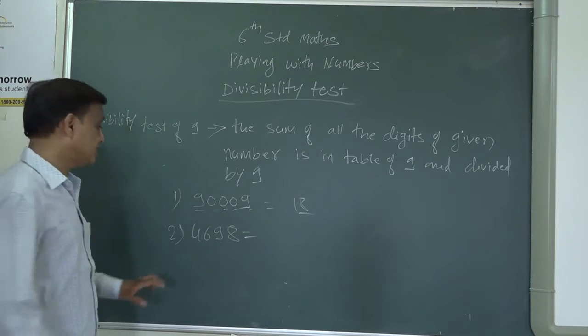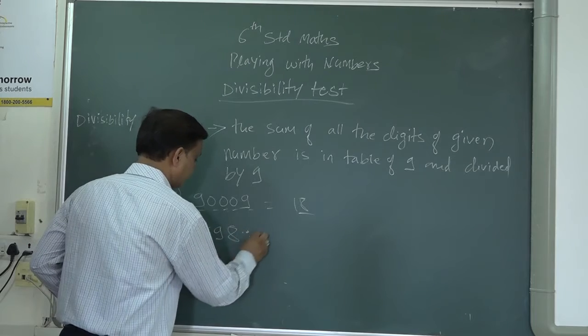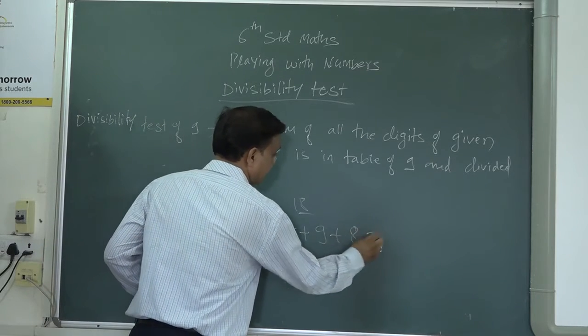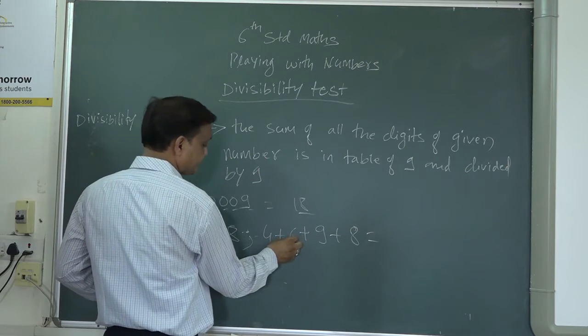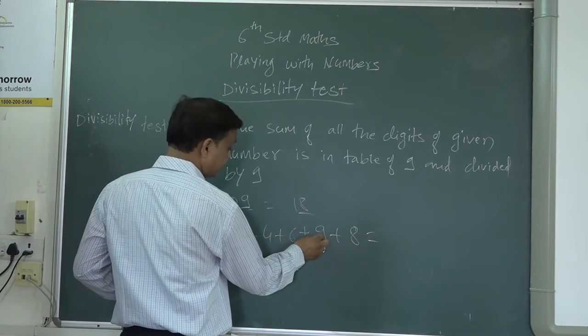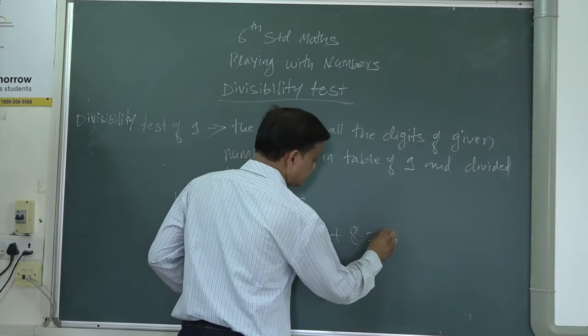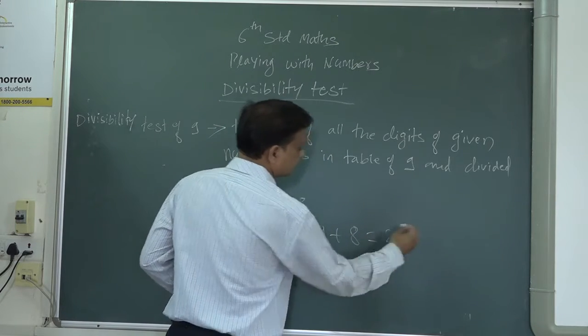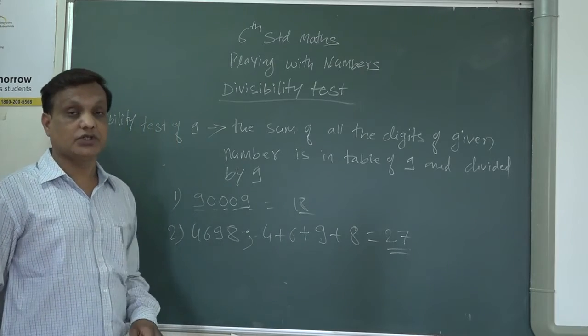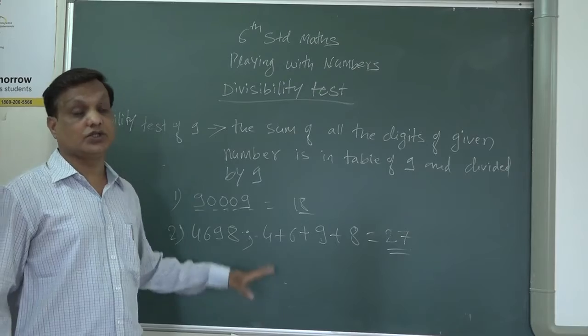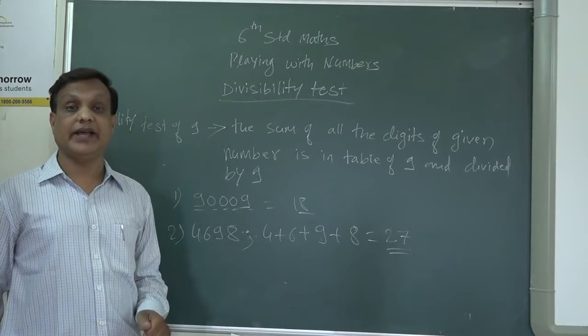4698. What is the sum of these digits? 4 plus 6 plus 9 plus 8. 4 plus 6 is 10. 10 plus 9 is 19. 19 plus 8 is 27. So the sum is what? 27. So 27 is in the table of 9. Also 27 is a multiple of 9. So this type of numbers are divisible by 9.